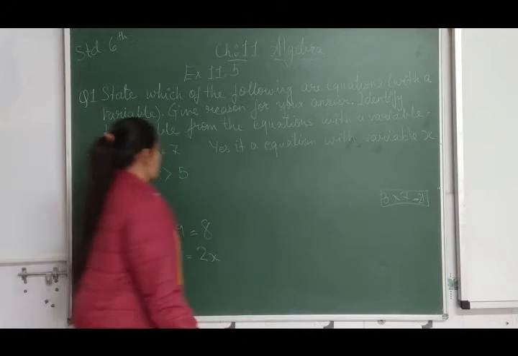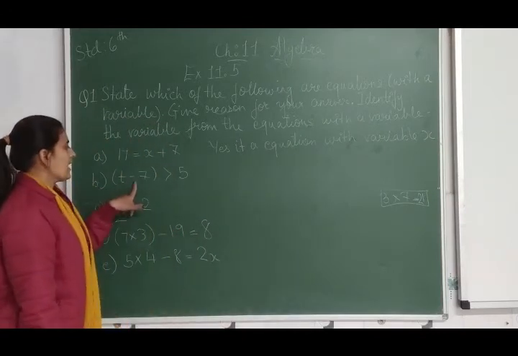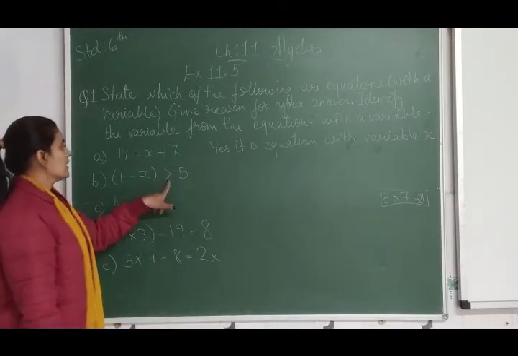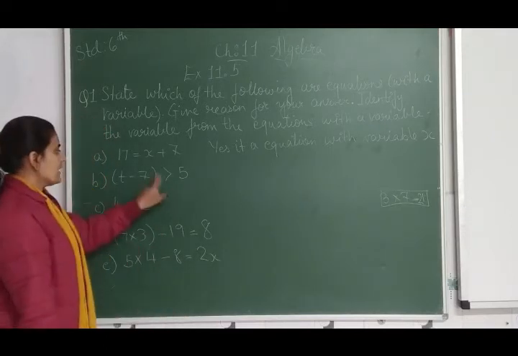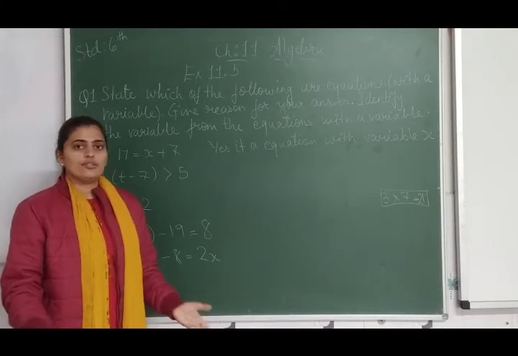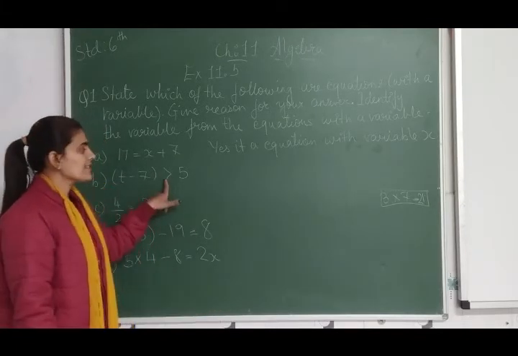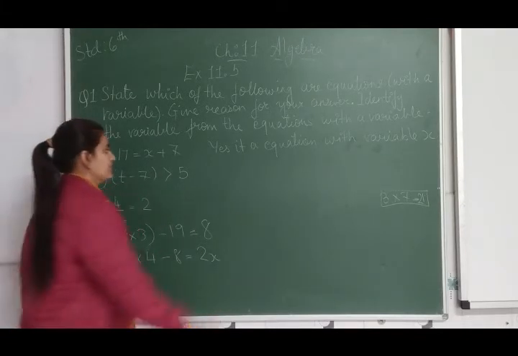Now B, t minus 7 is greater than 5. First of all, you can see that a greater than sign is there, an equal to sign is not there. So this is not an equation.